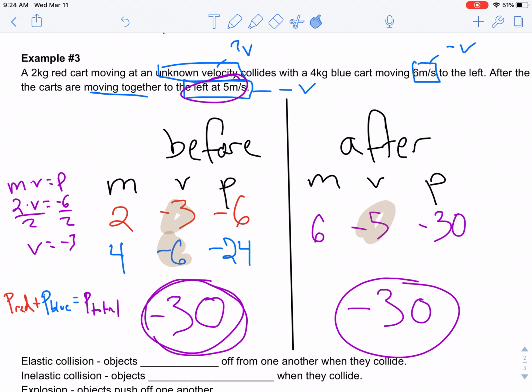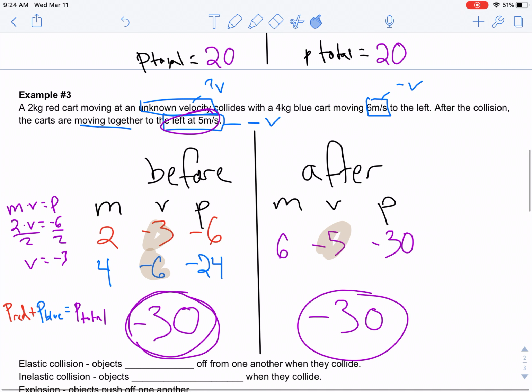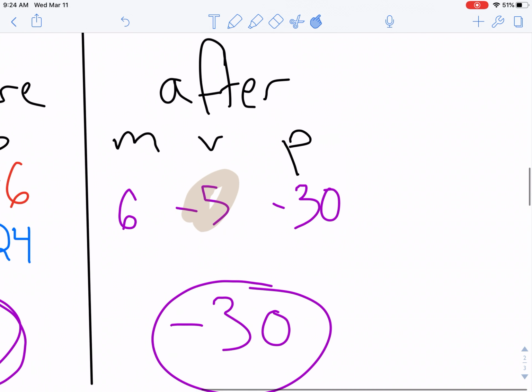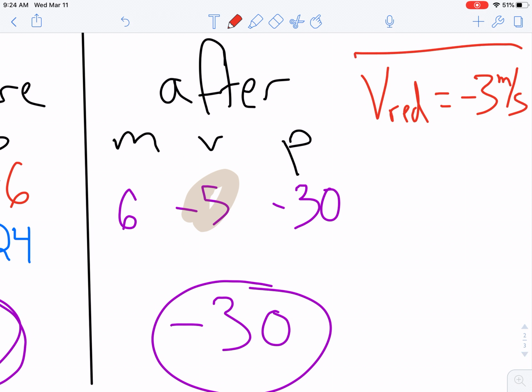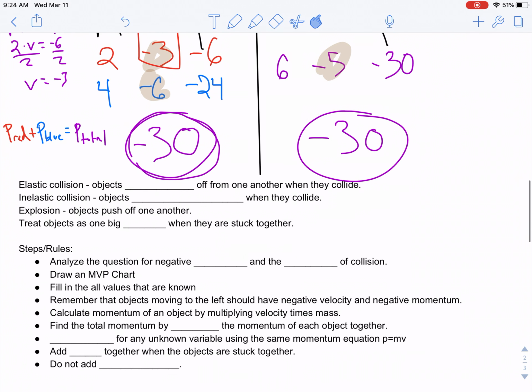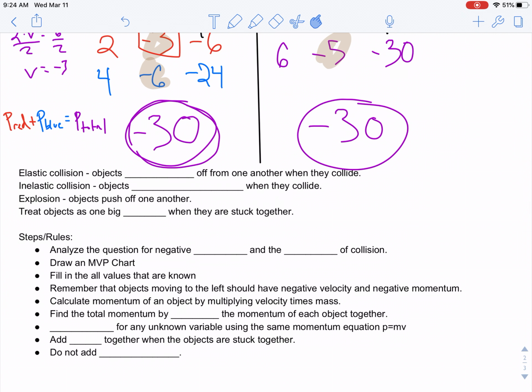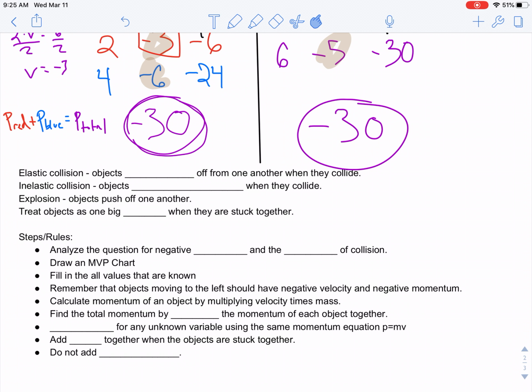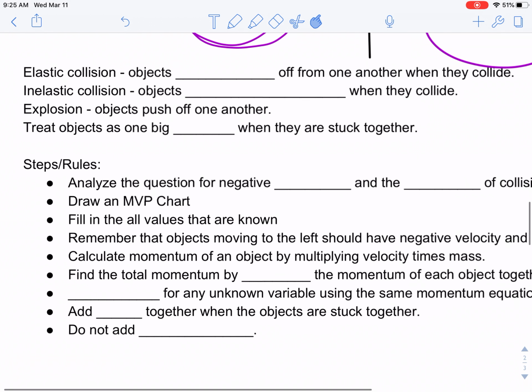So what is the velocity? Oh my gosh, I forgot to write down the question. I forgot to write down the question, but we filled out the MVP chart, which is basically the gist of where we're trying to get here. So we can say the velocity of the red car equals -3 meters per second. We solved for any unknowns in this case, although in all cases on a test or whatever, there'll be a specific question that you have to solve for.